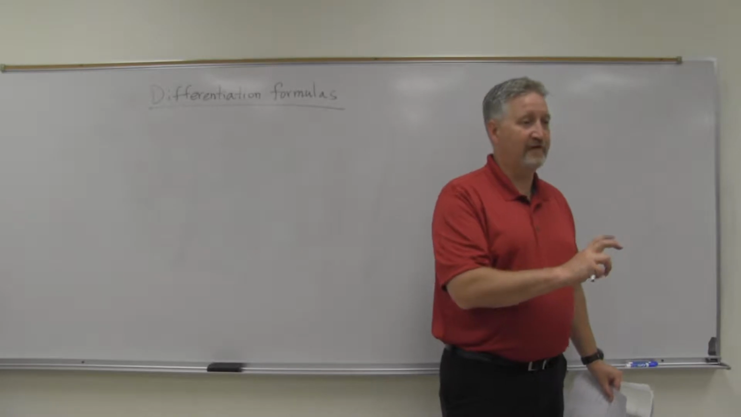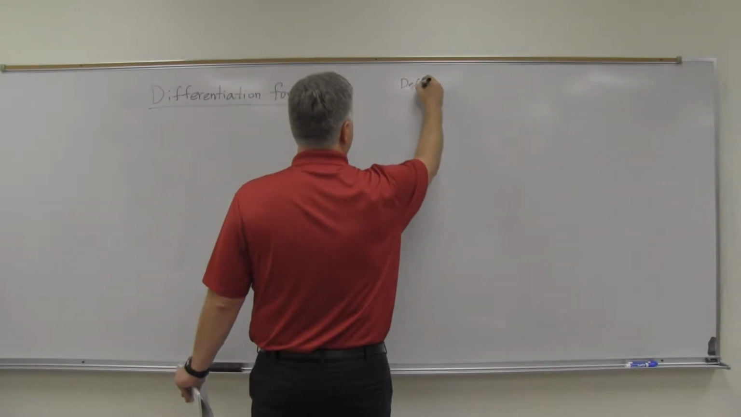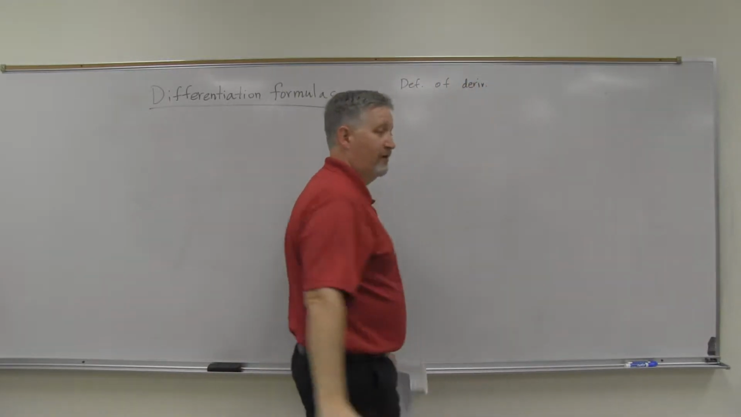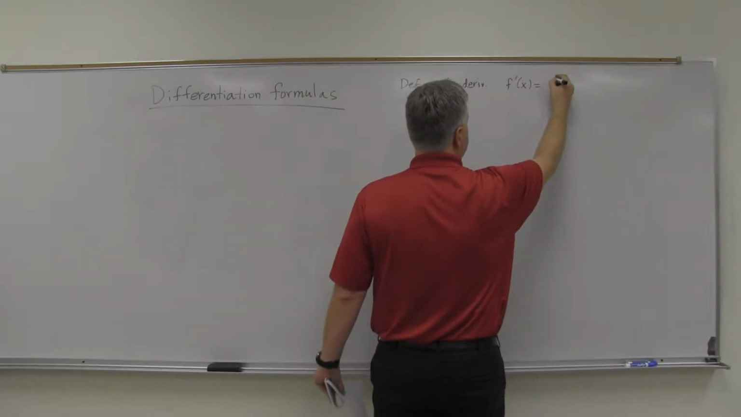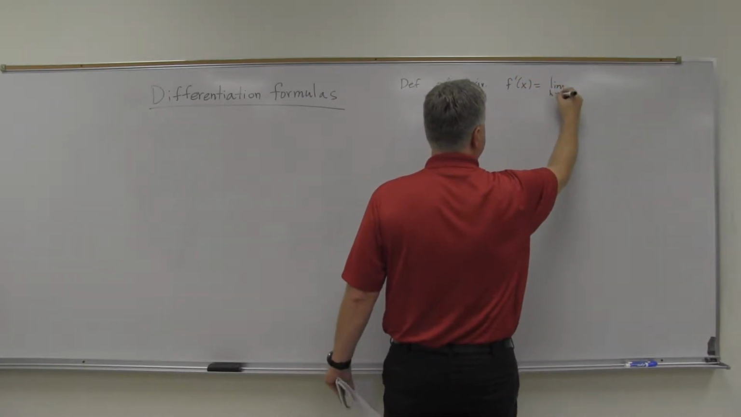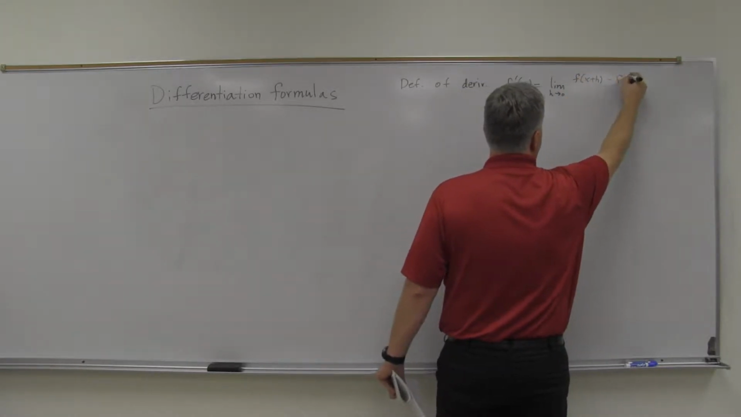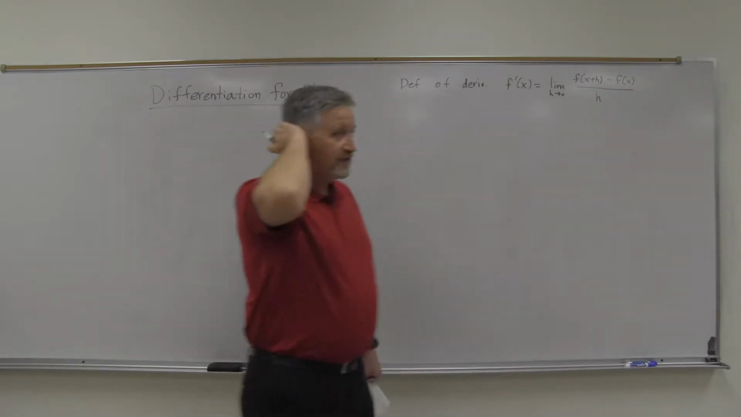our definition of derivative, which, let me write that up here. The definition of derivative, in a lot of cases, is a tedious process. The derivative is f prime of x equals the limit as h approaches 0 of f of x plus h minus f of x, over h. You can run into a lot of things.